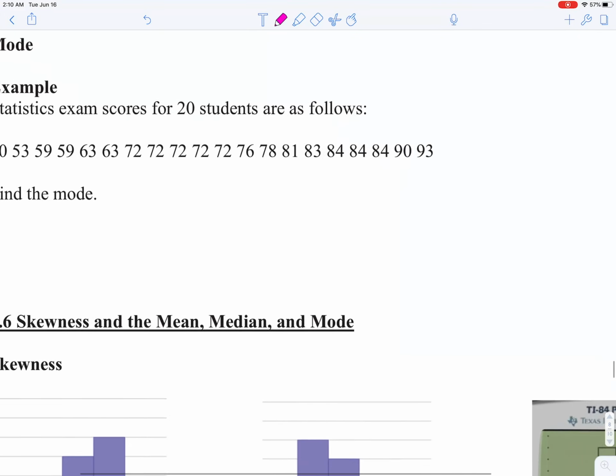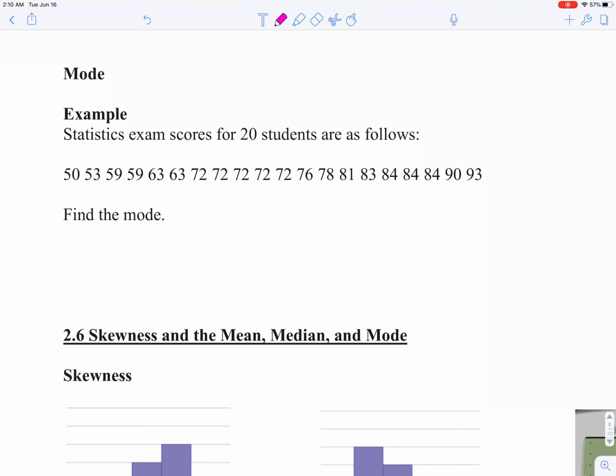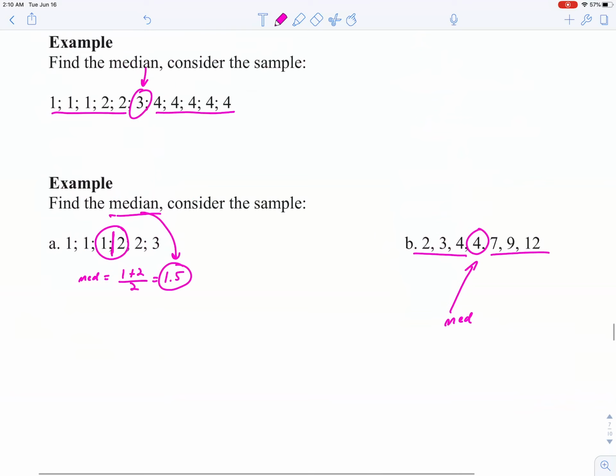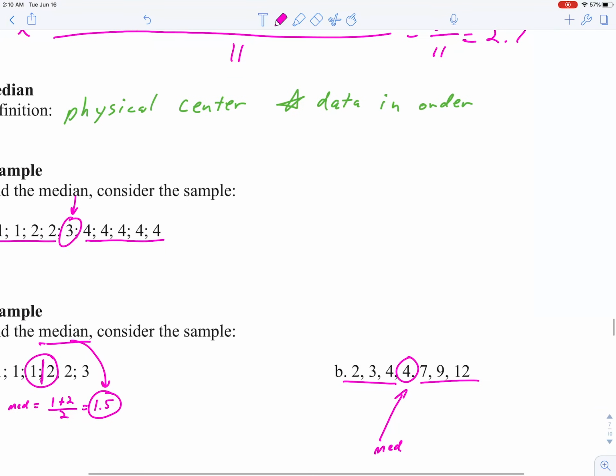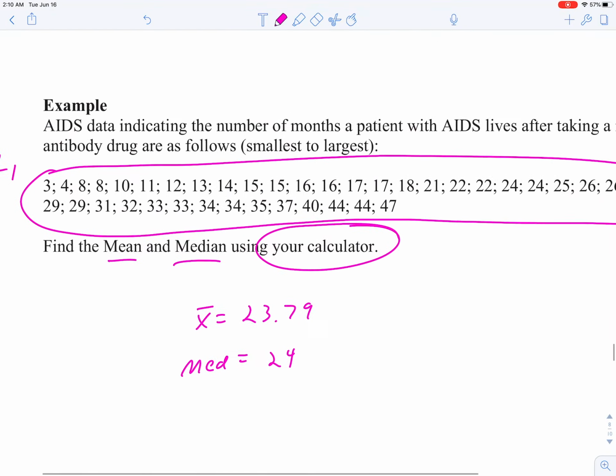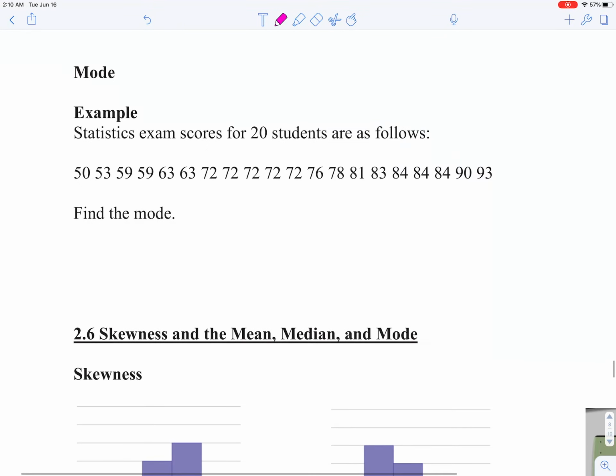All right, some more definitions here. We do have something called the mode as well. Okay, so the mode is the data point, or sometimes data points, that repeat most often in your data set. Okay, so sometimes you could have no mode, right? If you have one of every single data point, no repeats or anything like that.